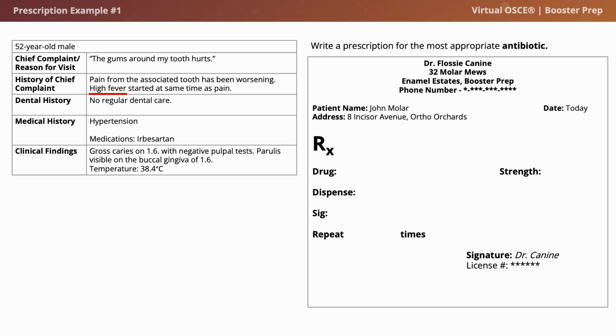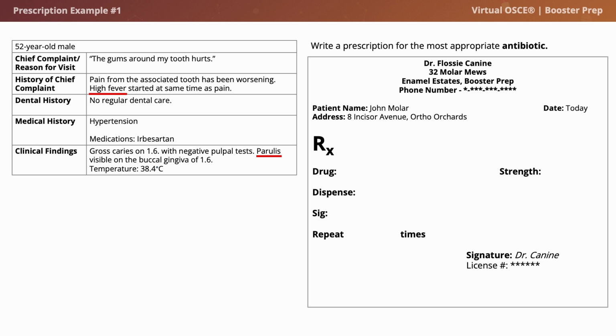So here the patient has a fever. Dentally, he doesn't receive regular dental care, and medically, he only has hypertension, and so that's non-contributory to whatever we're prescribing. On the clinical exam, we see that the patient has gross caries on 1/6 with negative pulpal tests. There is a parulis visible on the buccal gingiva of 1/6, so the parulis indicates that there is some sort of infection going on, or there's some sort of inflammatory reaction going on.